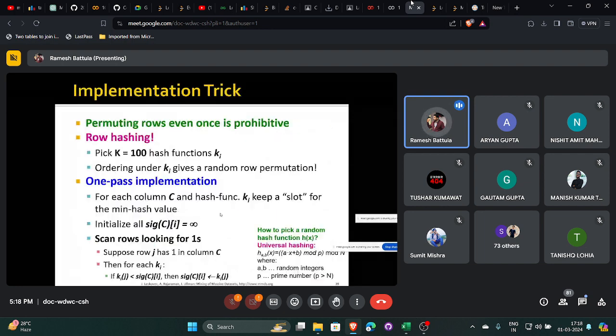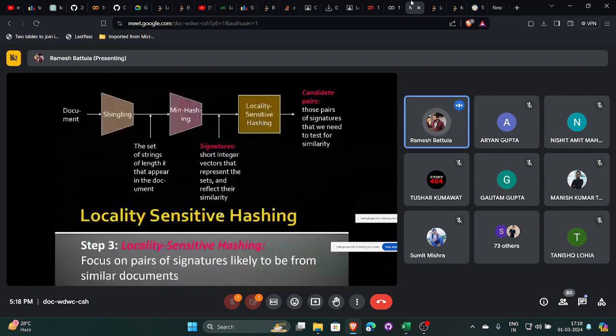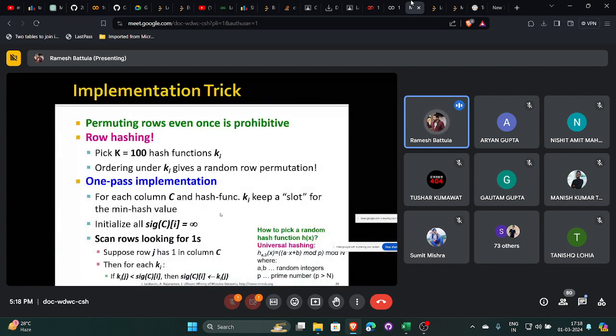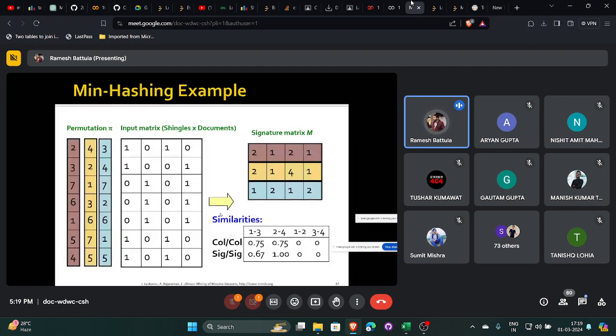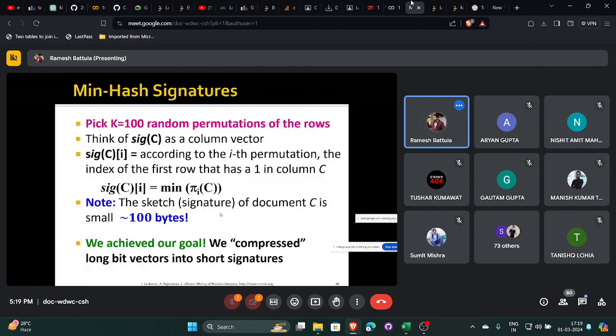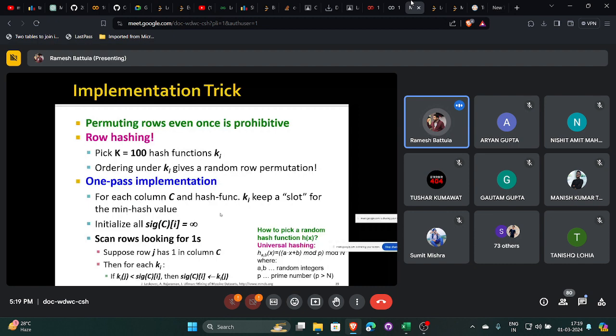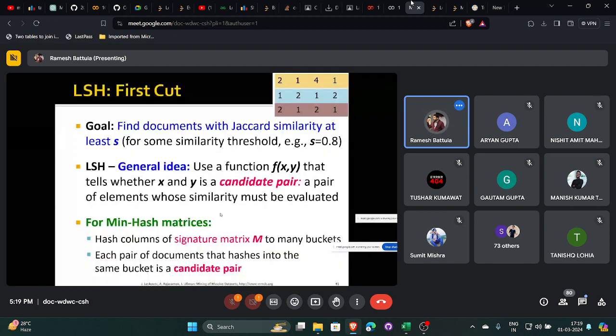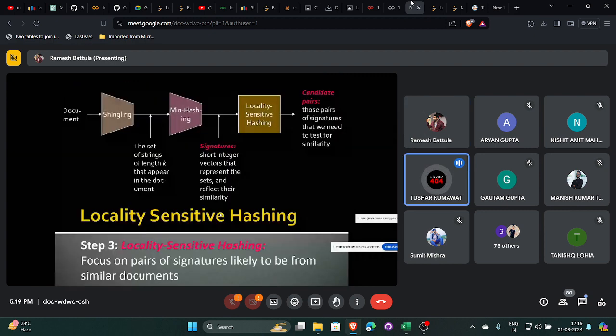Shall we continue or shall we stop here and go for the next class to discuss locality sensitive hashing? At that time I will explain this also to help you understand. That's why it takes 1.5 hours plus to explain the whole locality hashing discussion. Sir, we'll take locality hashing next class.